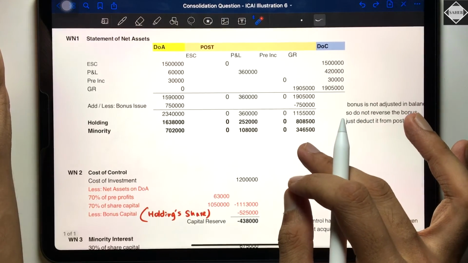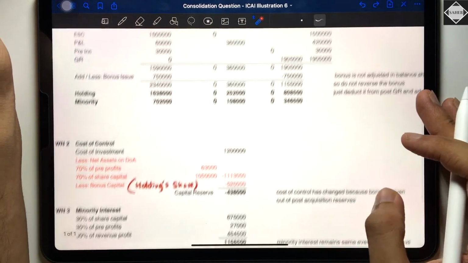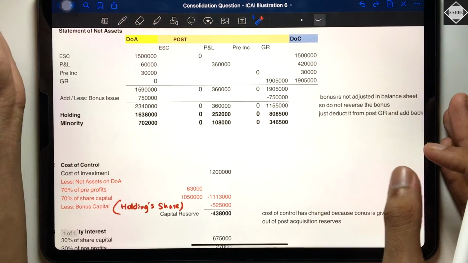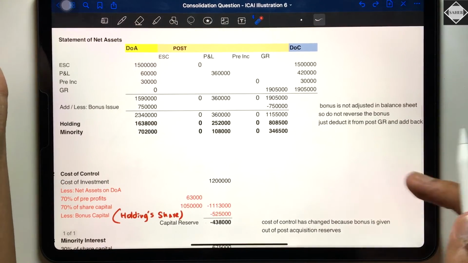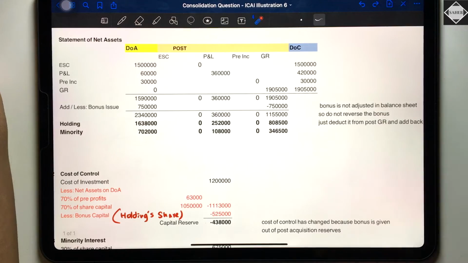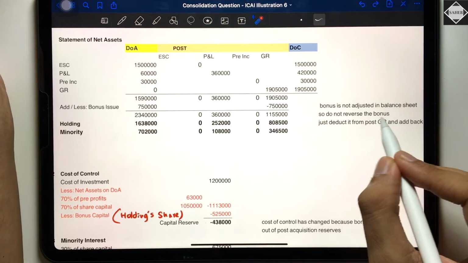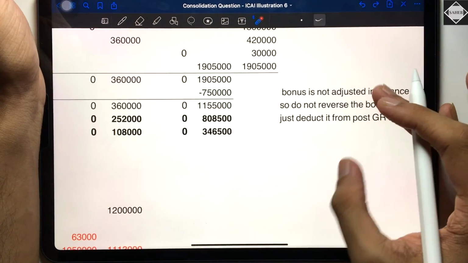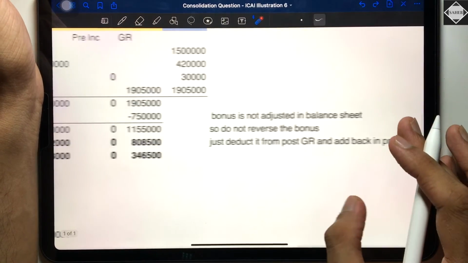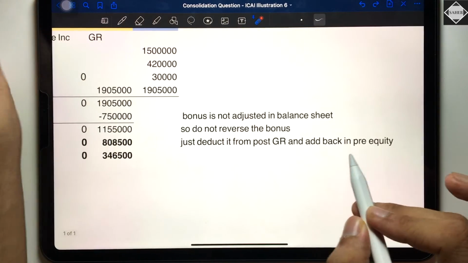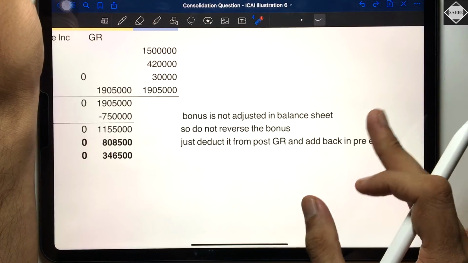This is how you have to do it. It was really simple and straightforward, not difficult, and I've explained it in much detail. Now some notes I have written over here. Understand, bonus is not adjusted in the balance sheet, it was not recorded in the balance sheet. So do not reverse the bonus. Just deduct it from the post GR and add it back in the pre column, in the pre equity. That is what you have to do.